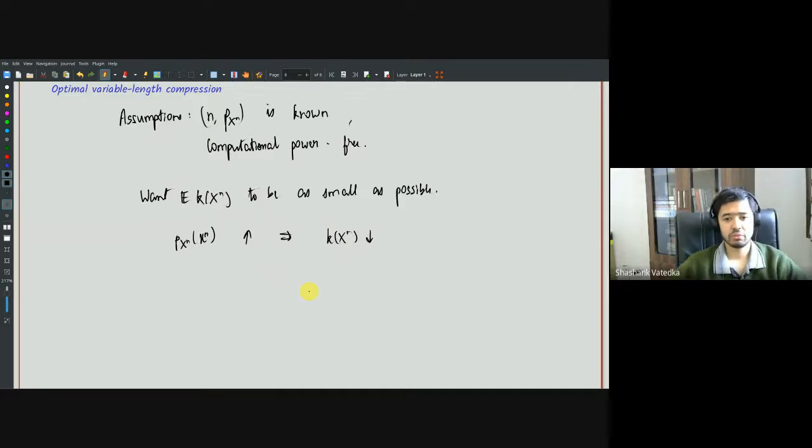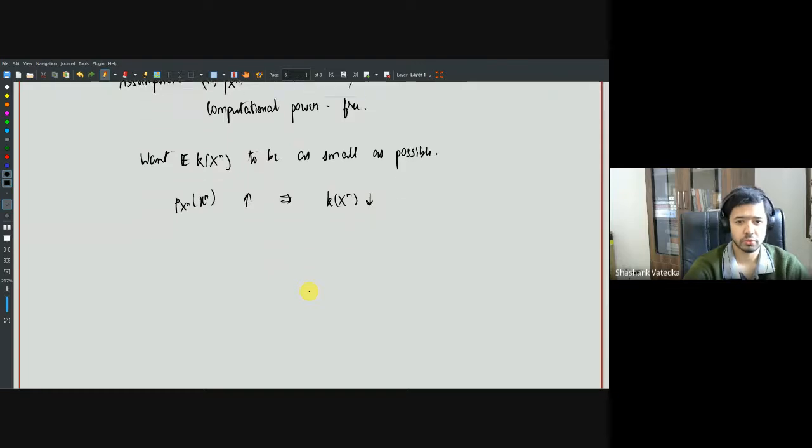Okay, so now can you convert this to a rule? Can you design an algorithm? So what would you do? What would be the best thing to do?